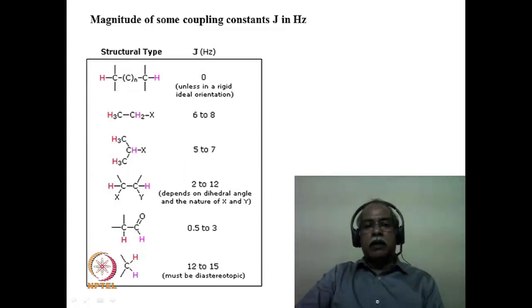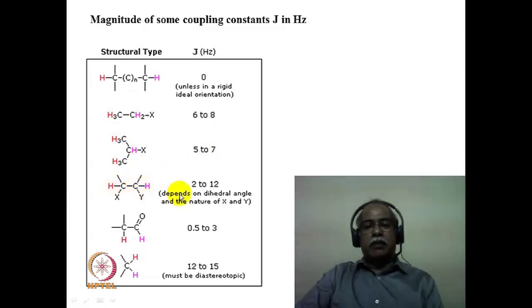This is a table correlating the structural feature to the J value, or the coupling constant values. The coupling constant depends on the number of intervening bonds between the two hydrogens. If it is more than 4 or 5, the coupling is close to 0, unless there are some rigid orientation ideal conditions met by these two hydrogens to couple with each other. Otherwise, typically the vicinal couplings come in the region between 6 and 8 Hz in a freely rotating system, or between 5 and 7 Hz in a more substituted, bulky kind of system like this.